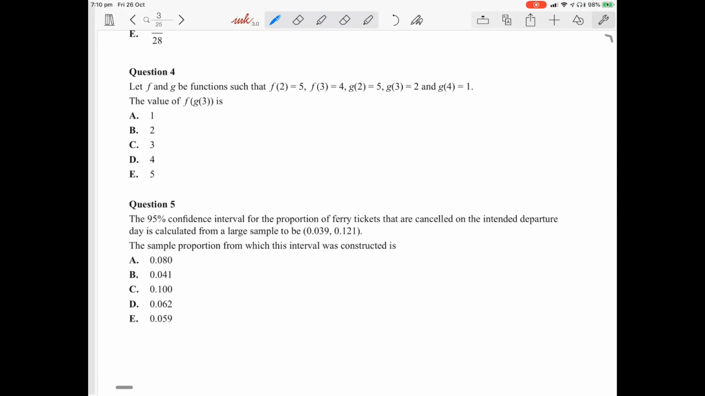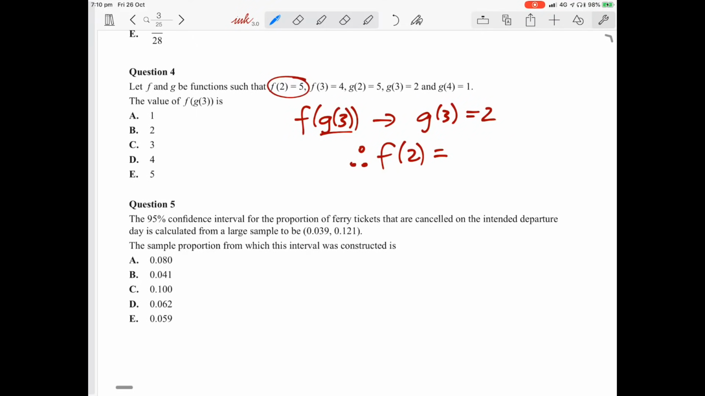Okay, let f and g be functions such that g of f of 2 is 5, f of 3 is 4, g of 2 is 5, g of 3 is 2, g of 4 is 1. Okay, the value of f of g of 3. So we want f of g of 3, but we know g of 3 is 2. So therefore, we want f of 2, which is 5. It's a nice and easy one. I bet you quite a few kids got confused by it though.